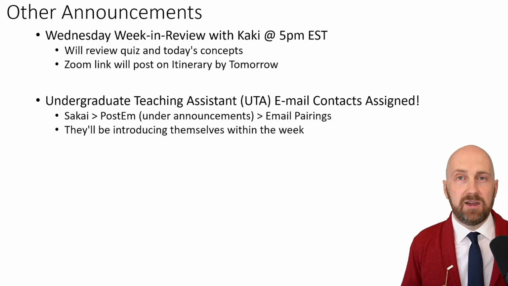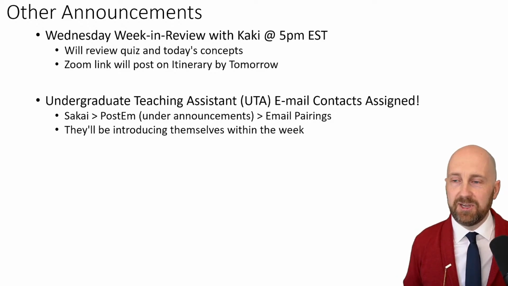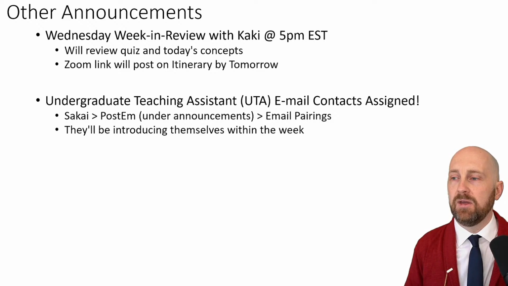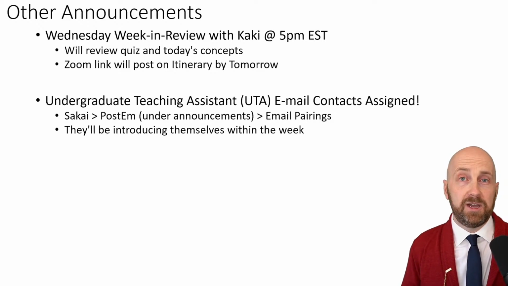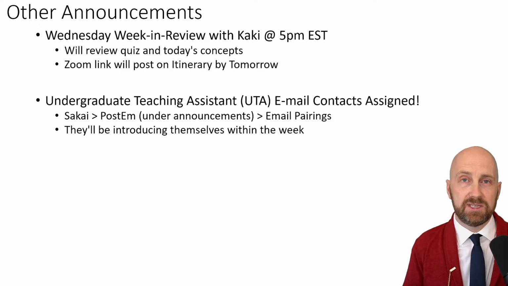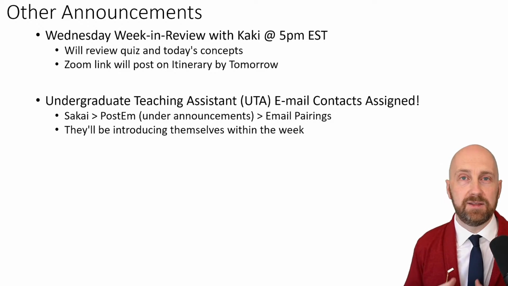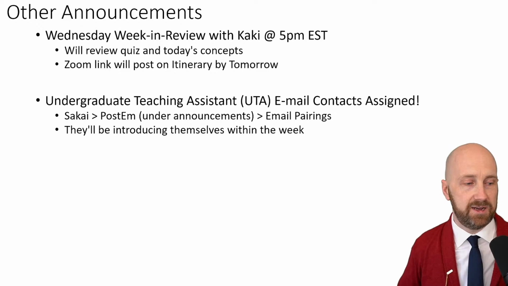Additionally, UTA contacts are now assigned. So this is exciting. You'll be hearing from your dedicated first line of defense contact on the team later this week. You can find who it is that you're paired with by going into Sakai under the Postum tool. So on the left-hand sidebar, you'll see announcements and then Postum, and then there'll be an email pairing, and you'll see the name and the email address of who you're assigned as a UTA.